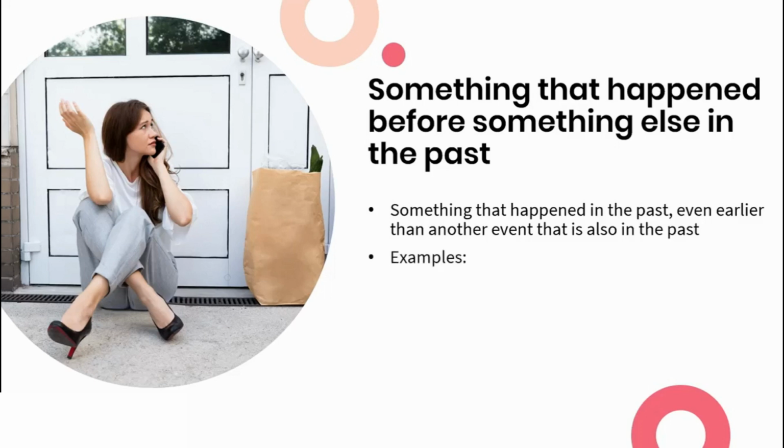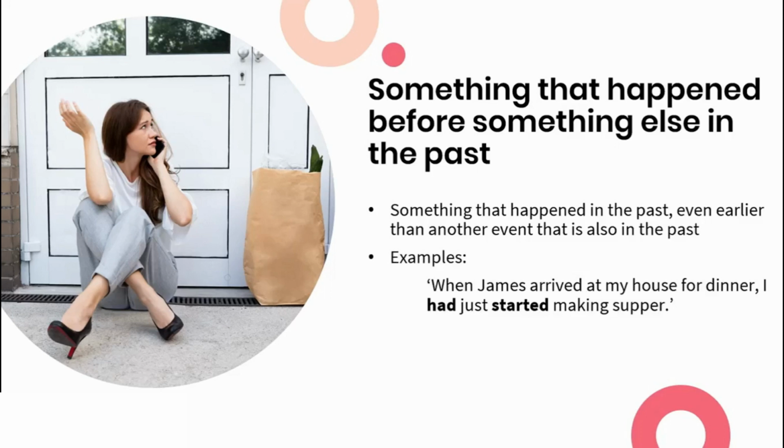For example, when James arrived at my house for dinner, I had just started making supper. In this example, James arriving to my house for dinner is in the past. But I started making dinner even before that point in the past. Therefore, the past perfect tense is used to describe the event that happened before another event in the past.